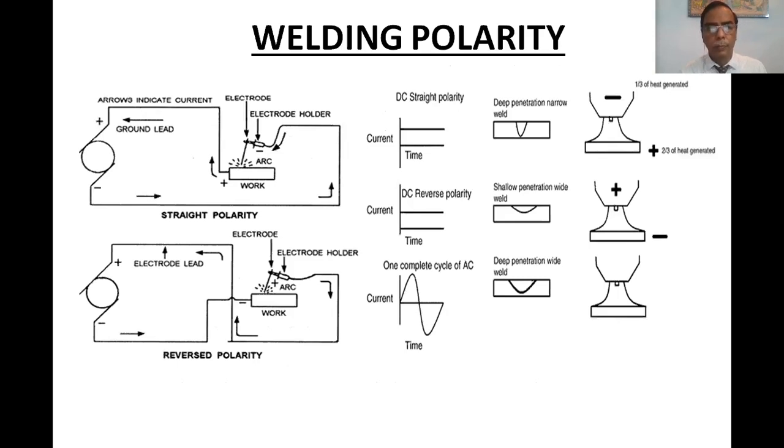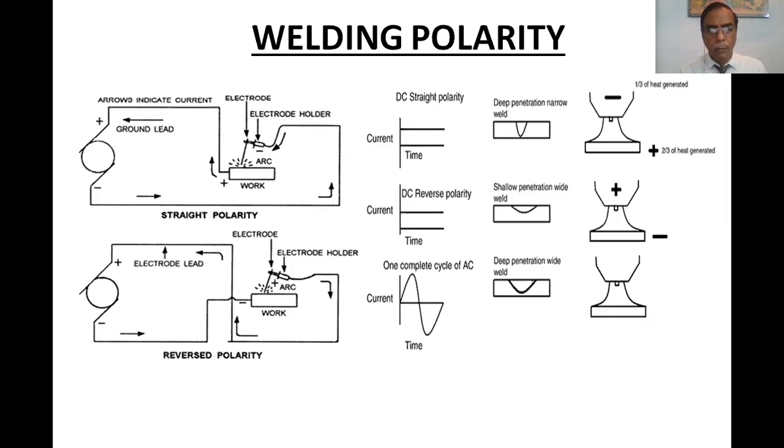Welding polarity. In straight polarity, the workpiece is positive and the electrode is negative, the electrode holder negative. So the arc is formed, and in this straight polarity, deep penetration and a narrow weld are obtained. Of the total heat, one third is in the electrode and two thirds in the workpiece. So thicker plates are recommended for straight polarity.